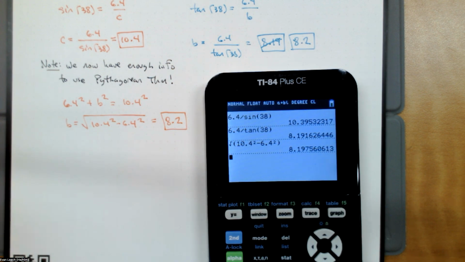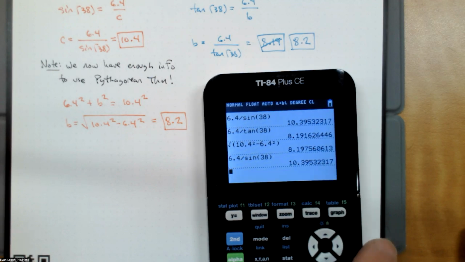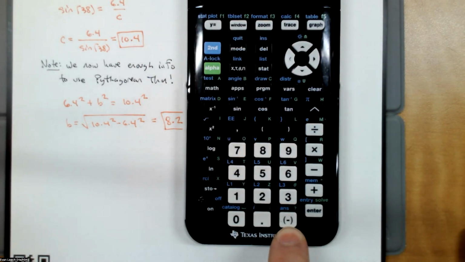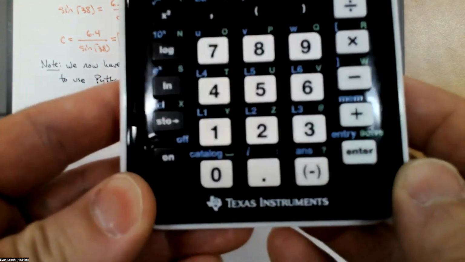We estimated one of the sides. This 10.4, that's been rounded off. We've got rounded information. So the 10.4 is not actually supposed to be 10.4. It's supposed to be 10.39532317. So if I go back to the 6.4 over sine of 38, if I want to use 10.39532317, I have a 10.39532317 button on my calculator. The last number that you have on your calculator is stored on your calculator in the ANS above the negative in parentheses. It says ANS. ANS. This is what it looks like when you're falling asleep in class.